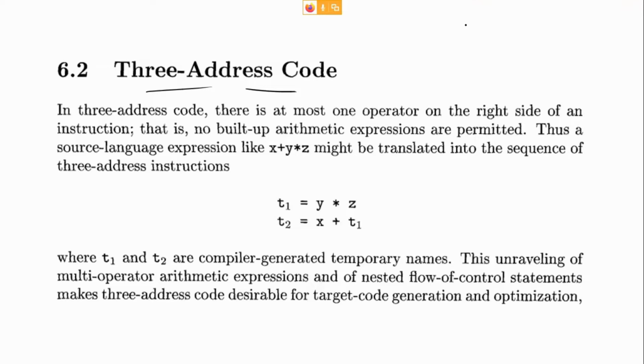We will see why it is so popular: three-address code makes optimization easy, and our main focus is on optimization. That's why we have taken it. So what is three-address code? The name itself suggests it has something to do with three addresses. Basically, you can have at most three addresses in an instruction.